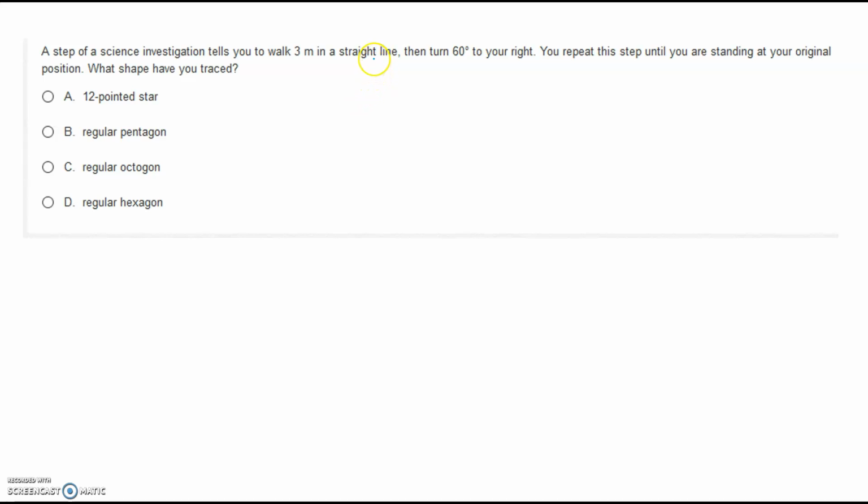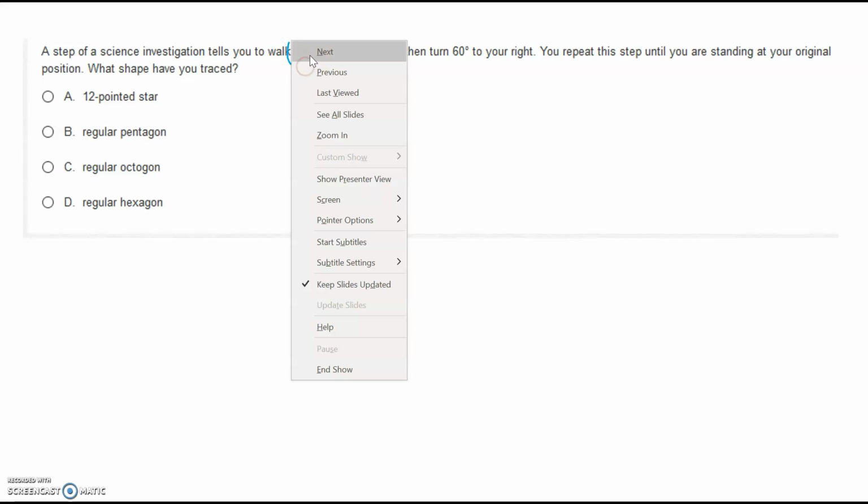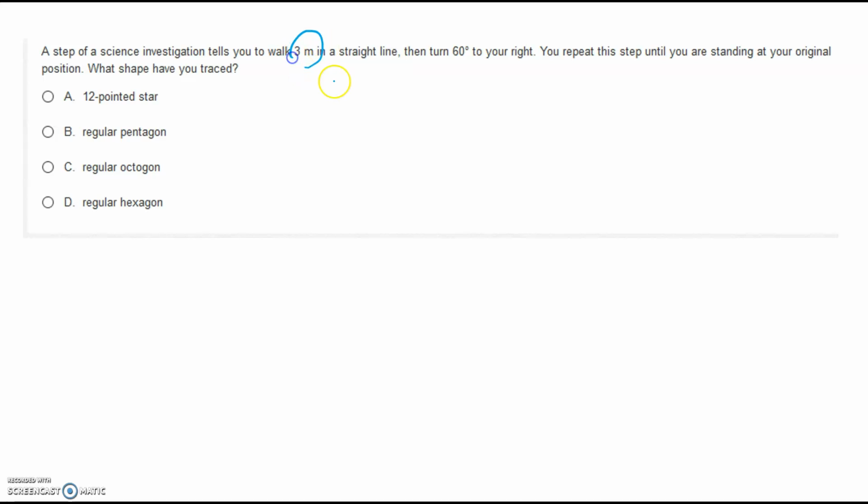This is number 8. We're about halfway through, and then I'll have to do another video for the rest of them. So just kind of a heads up. So a step of science investigation, it tells you to walk 3 meters in a straight line and then turn 60. So I started to draw this and it was bad. I was like, okay, if I turn 60 degrees and I go 3 meters here and then I turn 60 degrees, you know, trying to figure that out.